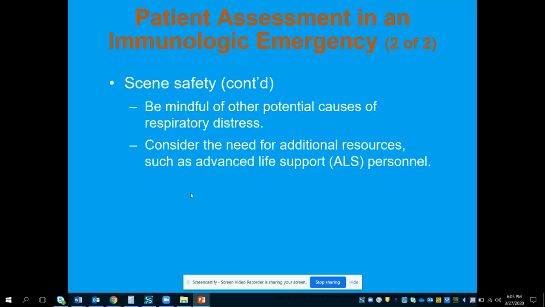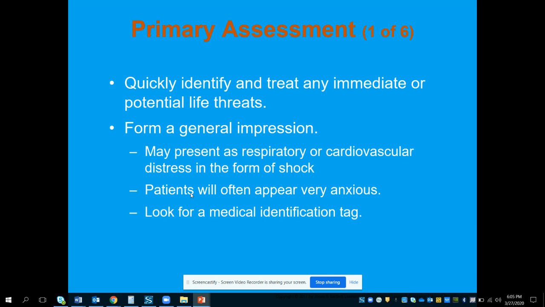Be mindful of other potential causes for respiratory distress and consider the need for ALS. Again, there's a lot that you can do, and you don't want to wait for that ALS personnel to get there to start your treatment, but you definitely want to consider them. If you don't see any changes in the patient after that first round of epinephrine, then you might want to go ahead and start calling ALS just to get them on the way there to you.